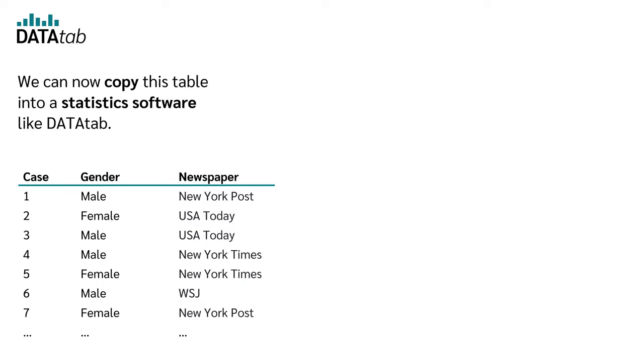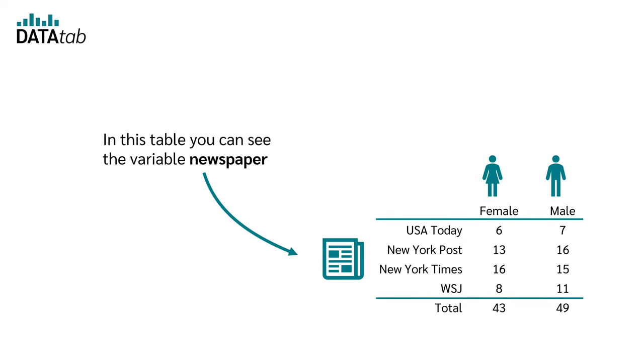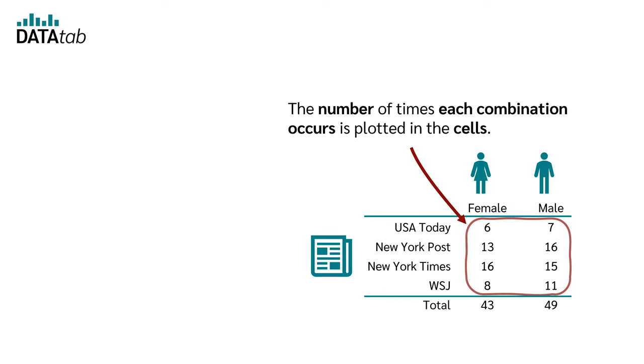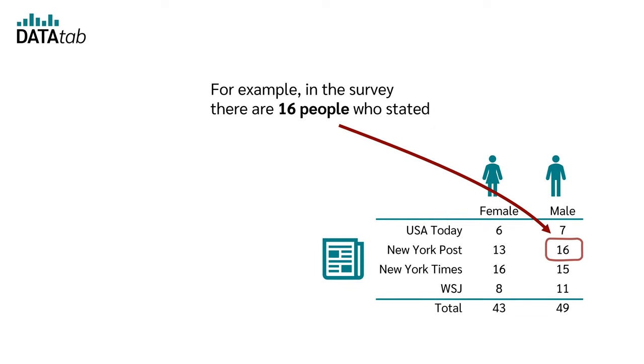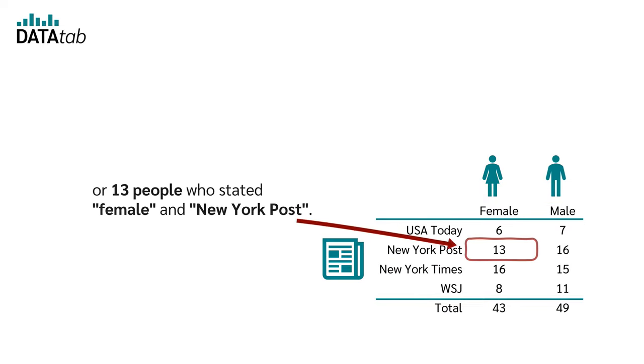We can now copy this table into a statistic software like DATAtab. DATAtab then gives us the so-called contingency table. In this table, you can see the variable newspaper and the variable gender. The number of times each combination occurs is plotted in the cells. For example, in this survey, there are 16 people who stated New York Post and male, or 13 people who stated female and New York Post.